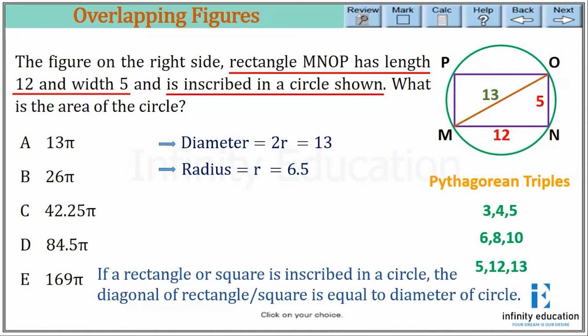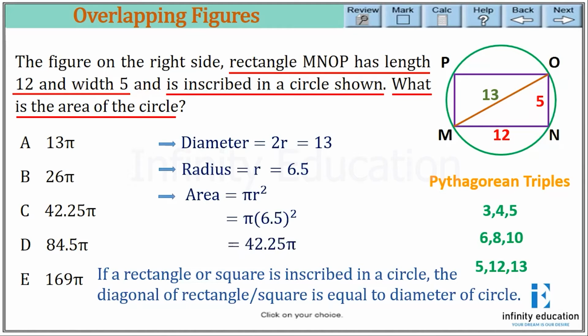Now the question is asking, what is the area of the circle? As we know, the area formula is pi r squared. With r being 6.5, it will be pi times 6.5 squared, that is 42.25 pi. So C is the answer to the question. I hope the question is clear to you. Now let's see one more example.